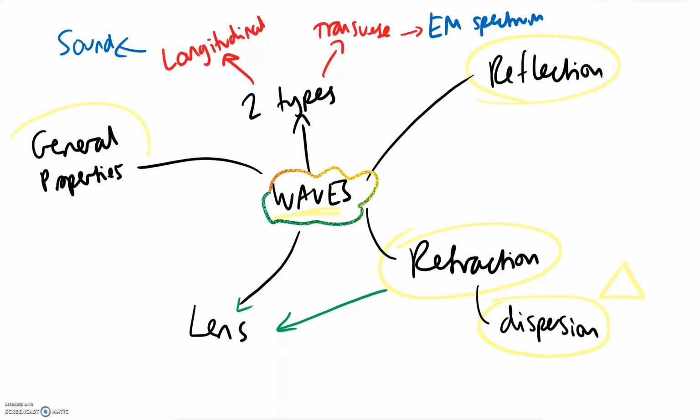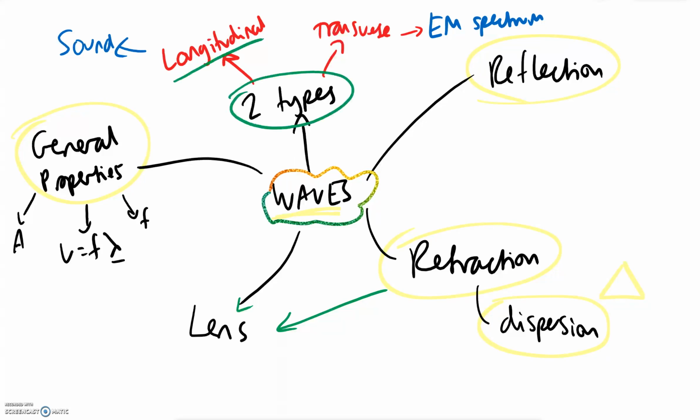You've then got the general properties around waves. So this is definitions around wave speed equals frequency times wavelength, what the amplitude is, what is frequency, what is wavelength, and so on. Then there's two types of waves mentioned up here. We've got longitudinal waves, and we've got sound, and that's the one that we studied around ultrasound and all those different types there.